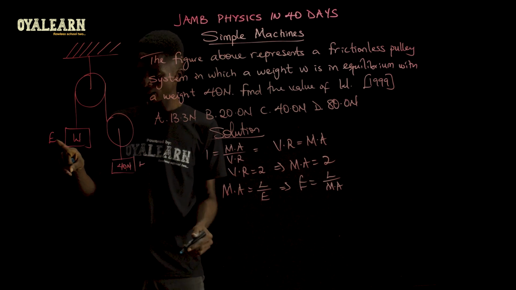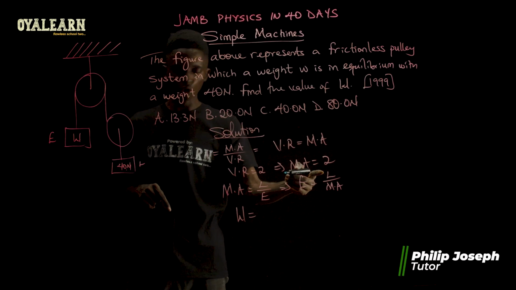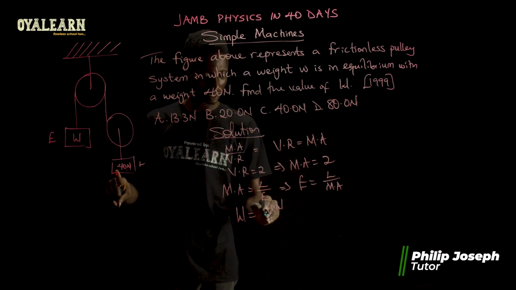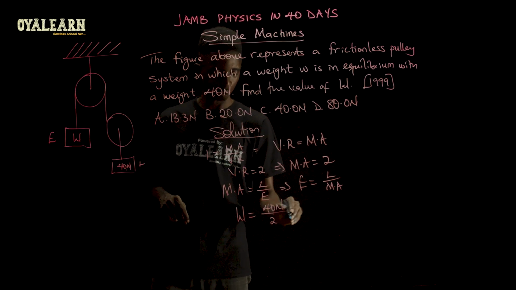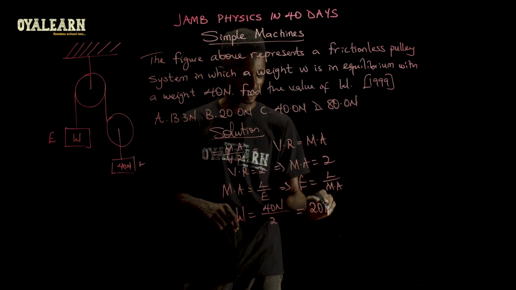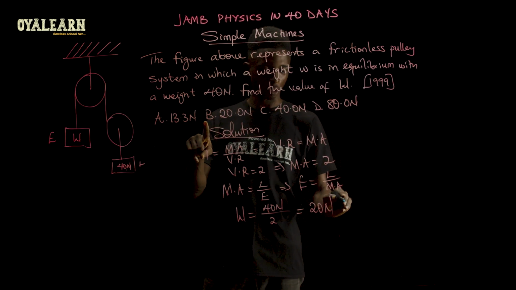So what's the effort? Effort is W, which equals load, the load is 40 newtons, divided by the mechanical advantage, which is 2. Now, 40 divided by 2 will give us 20 newtons. So, from the options provided, we go with option B.